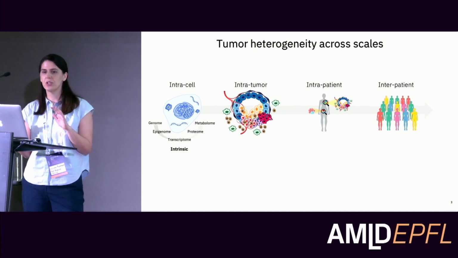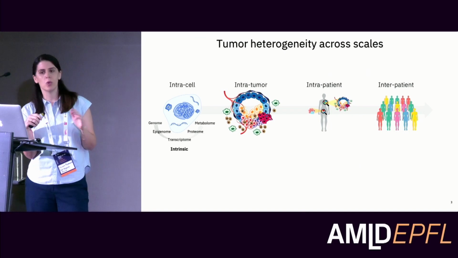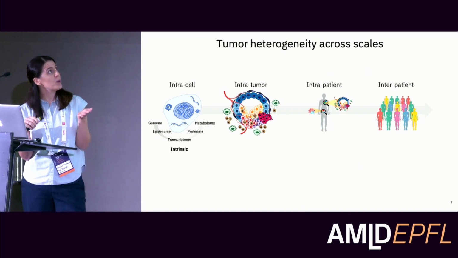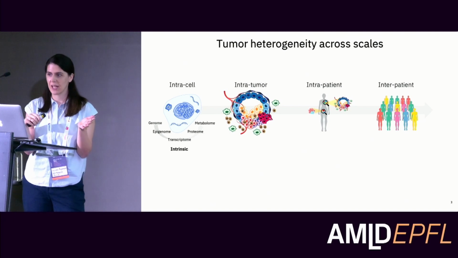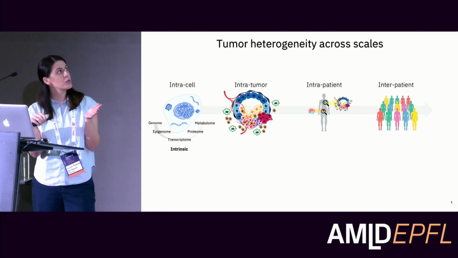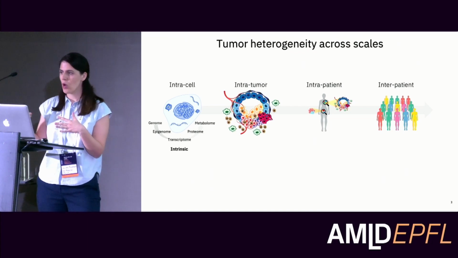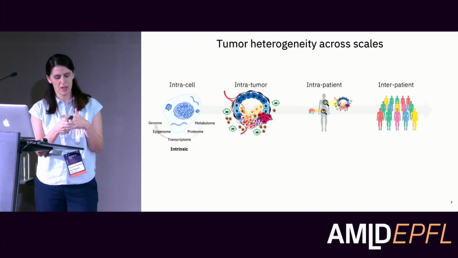And of course, it contains intrinsic sources, starting from genomic instability. Now, this instability is propagated in all the different biological entities, so the epigenome, transcriptome, and so on, but it's also further amplified by other sources of stochasticity at all these levels.